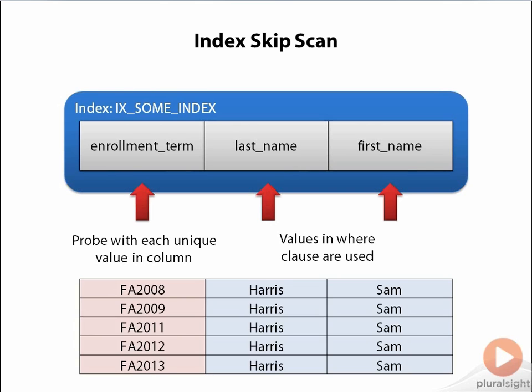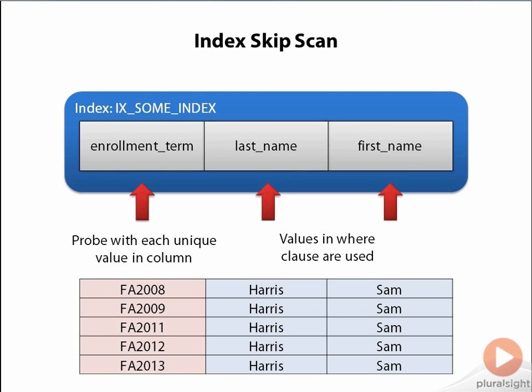The values with the red background are the distinct values of the enrollment term column that Oracle has determined. As you can see, the unique values from the first column and the values we provided in our SQL statement have been combined together to form 5 distinct sets. Then, for each distinct set, Oracle will traverse through the index and search for matching results. So in this case, we have 5 combinations, so we're going to traverse the index 5 different times.